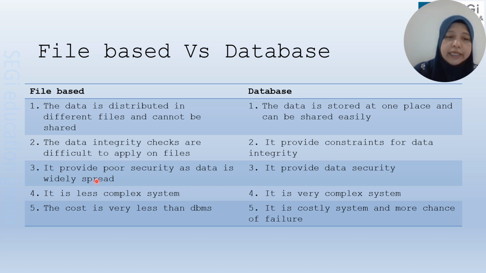File base provides poor security, because there are very limited security elements, whereas the database DBMS provides data security. File base is a less complex system. However, the database DBMS is a very complex system. The cost of a file system is much less than a DBMS. Of course, the great features come with cost, so it is a costly system with more chance of failure. That is why a DBMS works with a company, while a file system is usually for a small company or an individual.